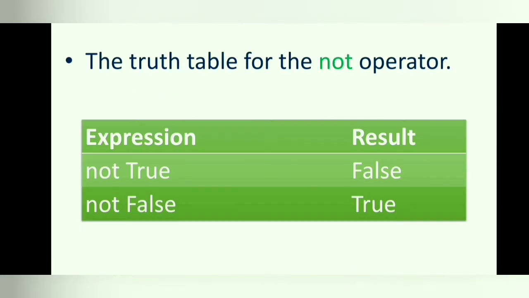The truth table for the NOT operator. Expression, result. Not true, result is false. Not false, result is true. The truth table for the NOT operator shows that it changes a true value to false and a false value to true.